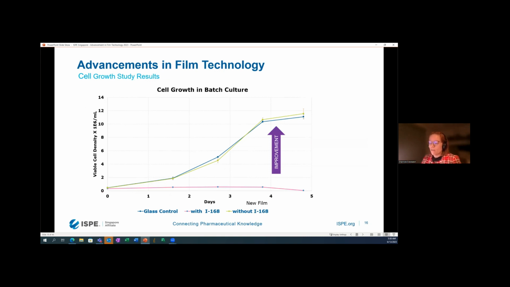With our selected polyethylene resin, we vastly improved viable cell density when compared to a polyethylene resin that contains Ergophos 168 and met our target of closely mimicking cell growth in glass. You can see on the graph here that the glass control sits right here in the blue line, and that close out to day 5, what our viable cell density was, our polyethylene without the Ergophos 168 closely mimics that, whereas the polyethylene with the Ergophos 168 did not fare so well in terms of cell density.